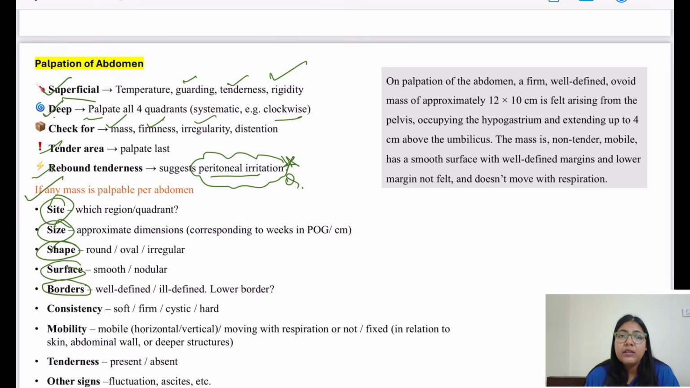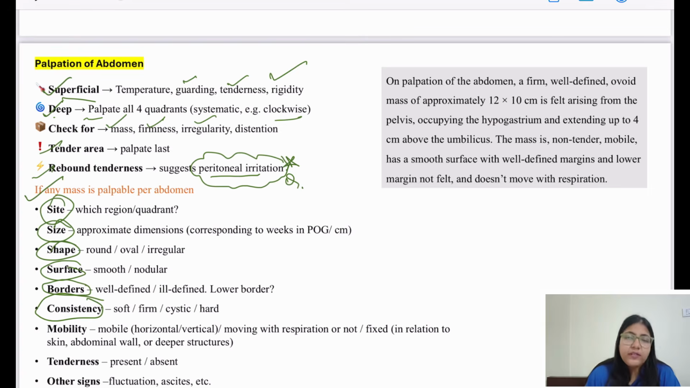When you palpate it, you will know the borders, whether you are able to palpate all the borders or not. So here is one question: if you are not able to palpate the lower border, the lower extent of the mass, then what does it tell you? It tells you that the mass is of pelvic origin, because the mass is coming from the pelvis to the abdomen, that is why you are not able to palpate the lower border.